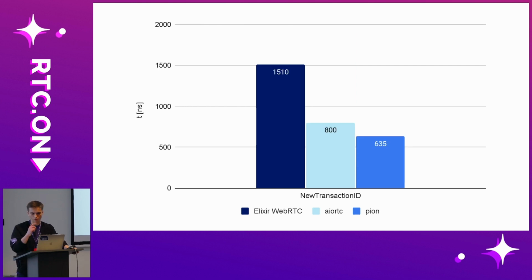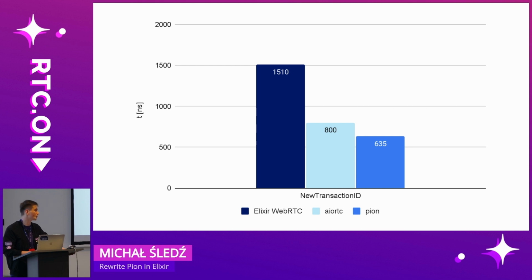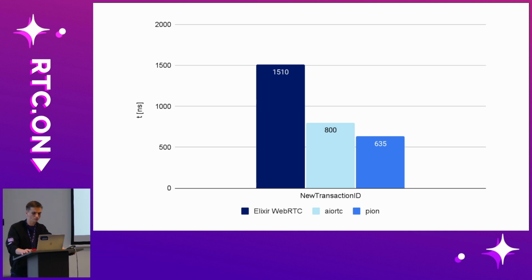The last benchmark was related to new transaction ID. So when you send a binding request, you need to generate a transaction ID. When you send the response, you just take the ID from the request. Here, Elixir WebRTC was the slowest implementation. But to sum up, in most categories, we outperform aiortc, the Python implementation.